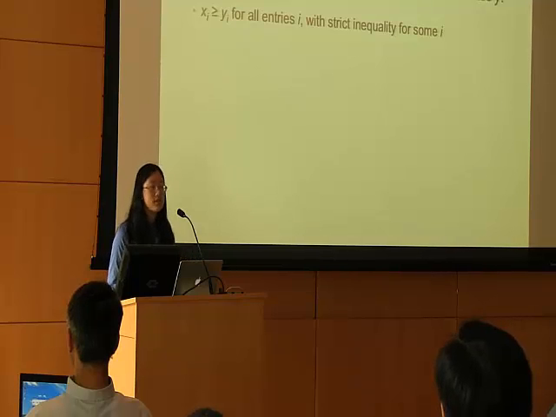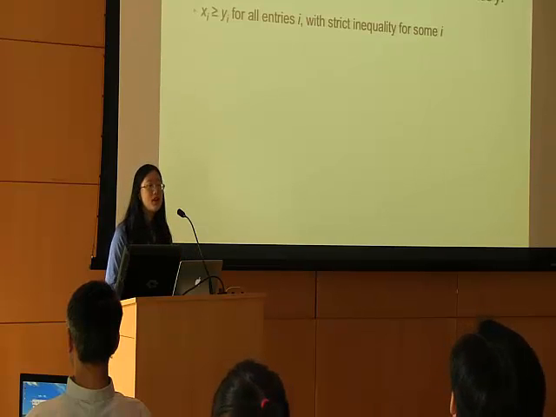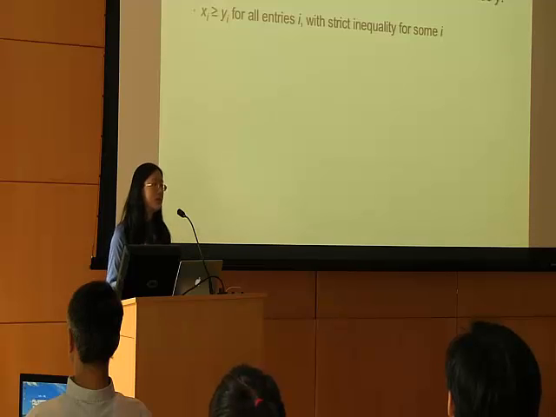Given these multi-resource fairness measures, we can look at the properties they satisfy. I'll be talking about 3 properties: Pareto efficiency, sharing incentive, and envy freeness. The first property, called Pareto efficiency, basically says that if you have 2 allocations, x and y, and x Pareto dominates y, then x should be more fair than y.